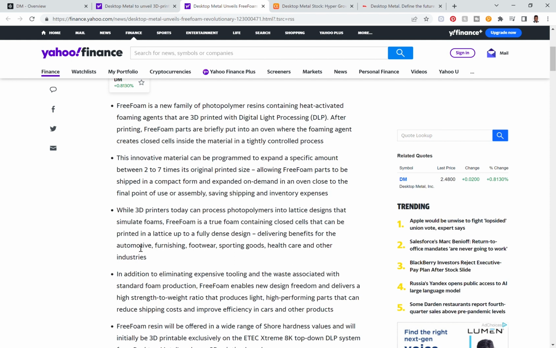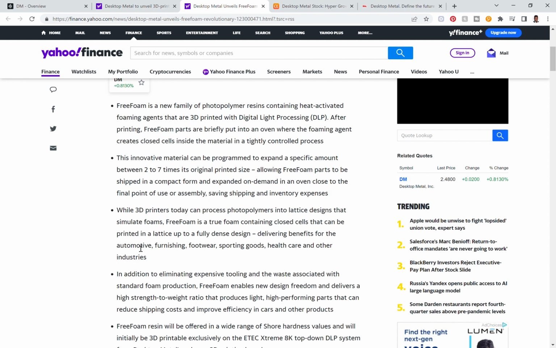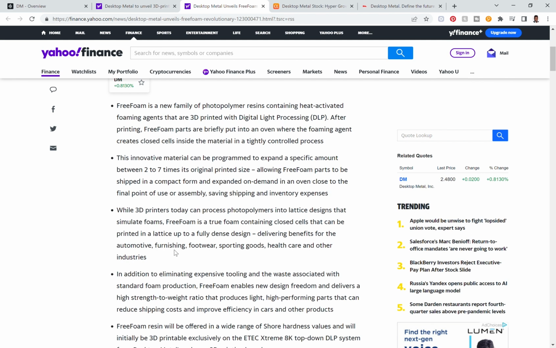Furnishing, obviously, sofas, mattresses potentially. Footwear, that is a big game changer. All footwear has some level of foam product in it. Sporting goods, think about the different products that you have at a gym, from the padded benches to other padded products, foam products. So tons and tons of potential.